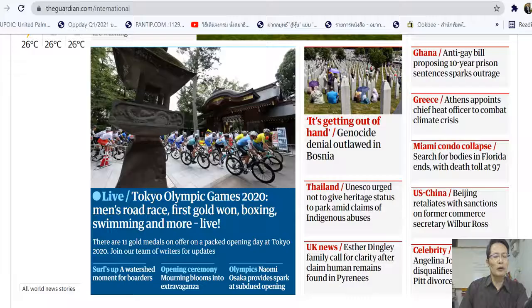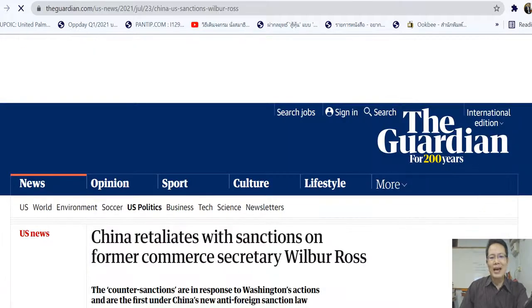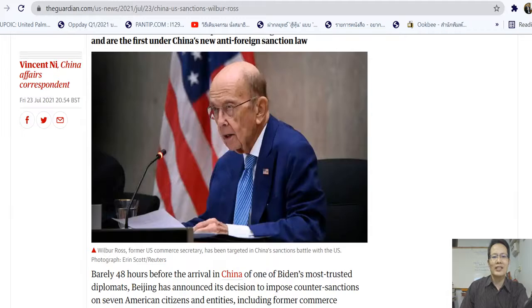The newspaper, from a Thai newspaper, sorry. The second one is The Guardian from England. The language is the same. Nothing different. US, China, Beijing relations, etc.